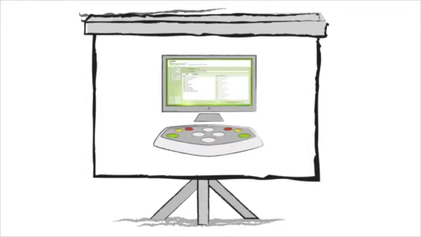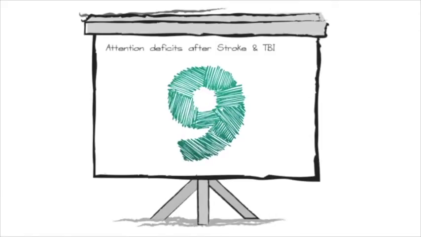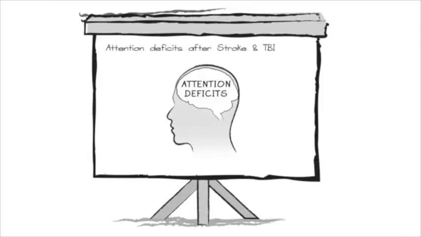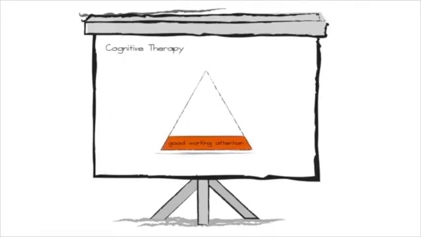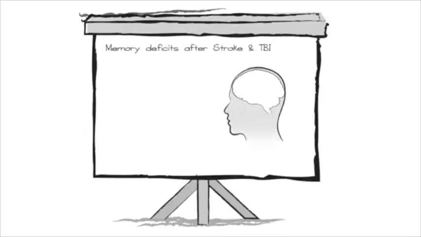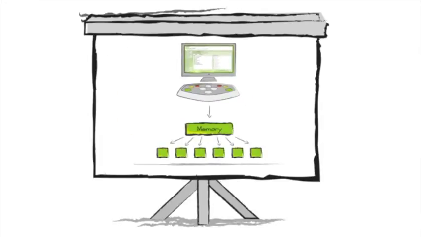In total, RIACOM delivers 9 attention modules. This large number of modules is necessary because attention deficits are most common after stroke and TBI. Nearly 80% of patients suffer from attention deficits, and a good working attention level is the base for all continued cognitive therapy. The next frequently encountered deficit is a loss in memory. 60% of patients have this problem. In RIACOM, you will find 6 modules for memory therapy.